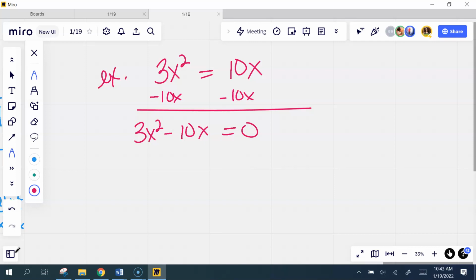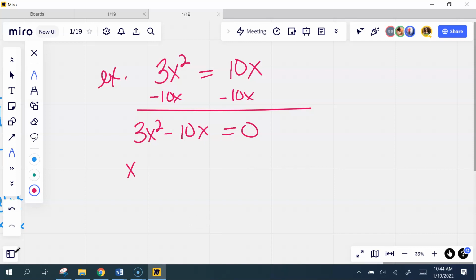Factor. Now the first step of factoring is to look for what? Common factor. Does it have a GCF? Sure, x. I could take out an x, right? They both have an x. Let's take that out and see what happens.